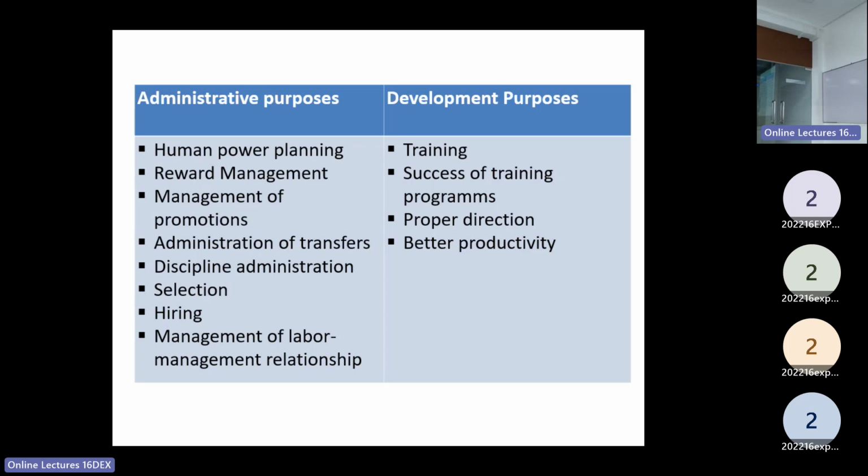Okay, so finally, better productivity. If you do performance evaluation professionally, it develops mutuality between the superior and the subordinate. That mutuality will increase the level of performance. Understand? Right. So these are the developmental purposes of performance evaluation.